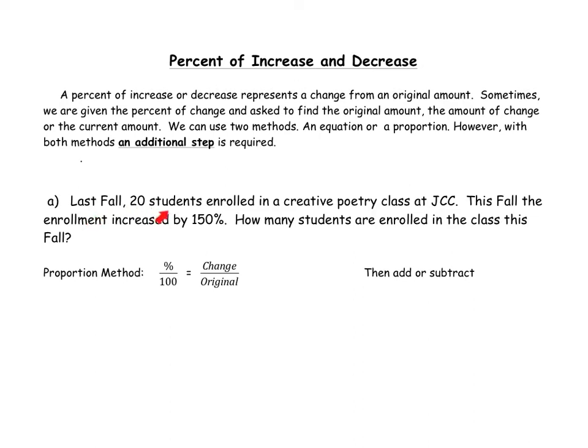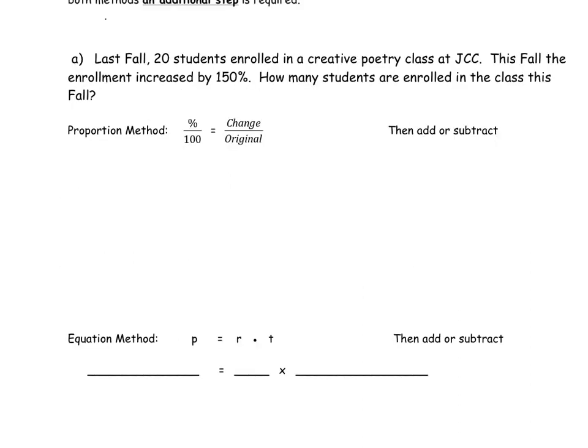Last fall, 20 students enrolled in a creative poetry class at JCC. This fall, the enrollment increased by 150%. How many students are enrolled in this class this fall? So let's start by highlighting important information. Last fall, 20 students were enrolled. Then this fall, enrollment increased 150%. And they want to know how many students are enrolled in class this fall. Okay, and we want to also key off this word increase. That will become important later on.